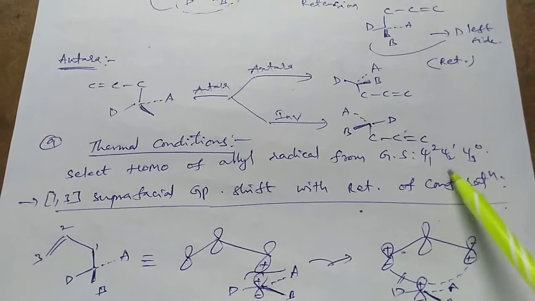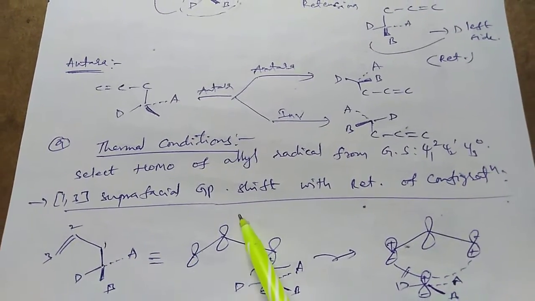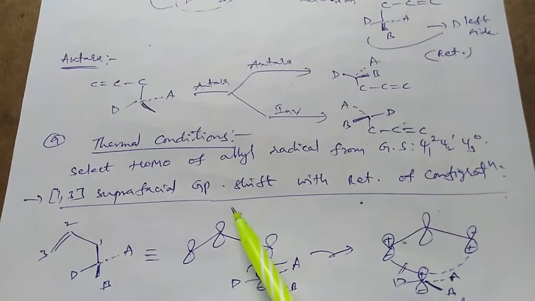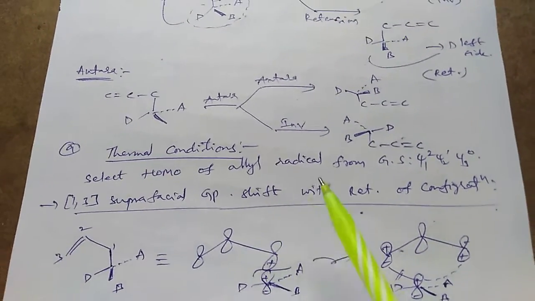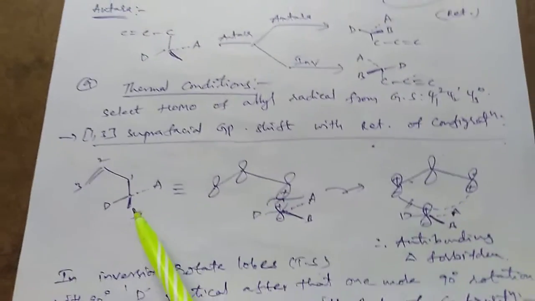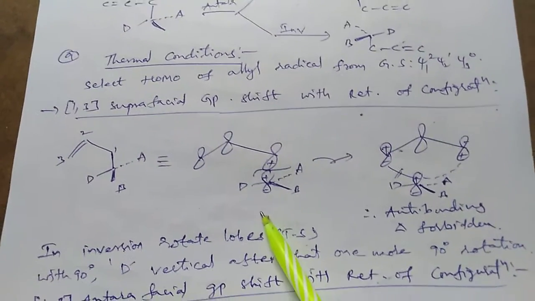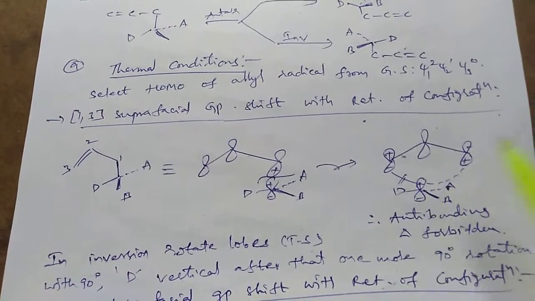Psi1 has 2 electrons, Psi2 has 1 electron, Psi3 is 0. Now we are writing the 1,3 suprafacial group shift with retention of configuration. In the earlier topic we discussed only hydrogen atom or oxygen atom shift rearrangement. Now the group is shifting or migrating from the first position to the third position. Therefore the anti-bonding interaction is developed between the group and the first carbon.